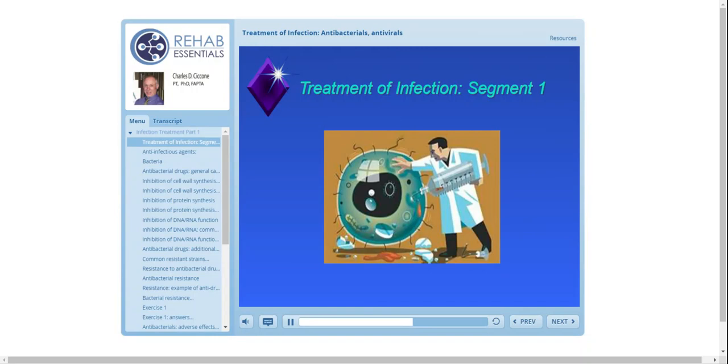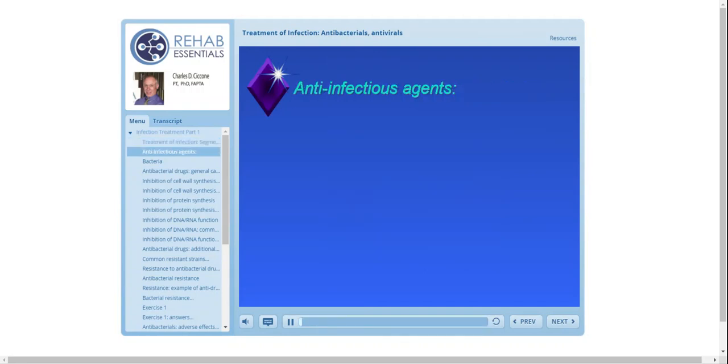So medications used to treat various types of infections have been one of the biggest areas of improving health and welfare in humans. And we'll talk about these drugs starting now in part 1 and segueing over to part 2. But let's get started. So what do we have to treat infection?